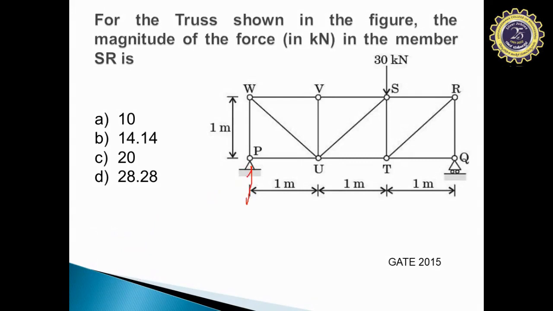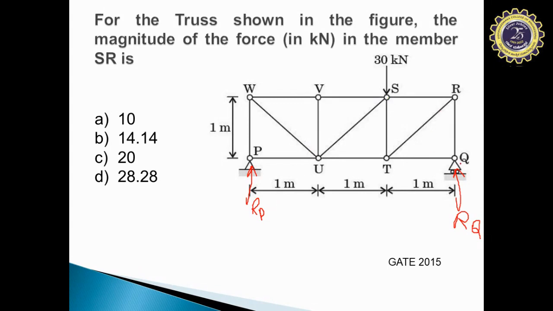Let me call the reaction at P as RP. Similarly, at Q, as you can see, this is a roller support, so you will have only one vertical support reaction. Let us call it RQ, that is, the reaction at Q.